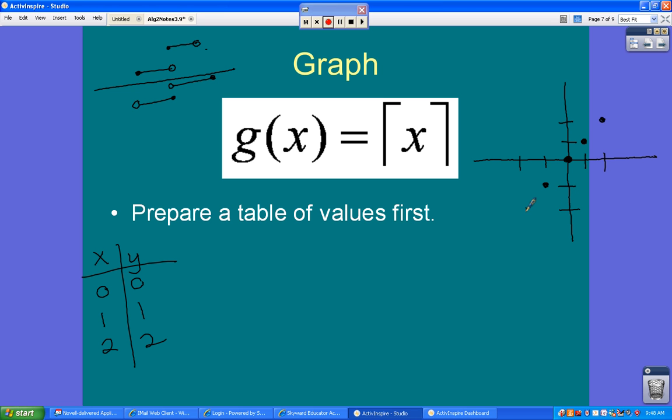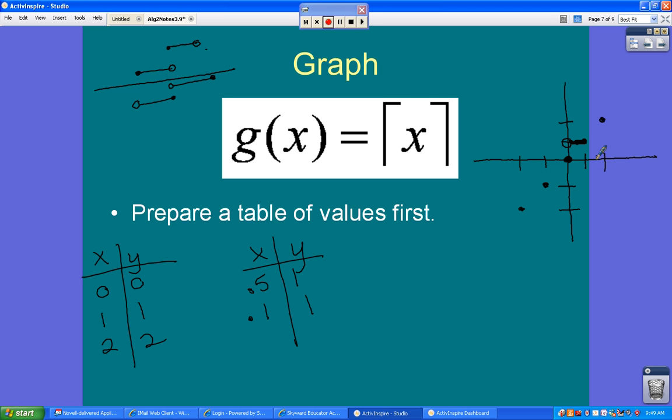Now, what happens at the decimals? Are you ready for this? If I have 0.5, 0.5 round up is 1. So 0.5 up to 1. This is still on my line here. 0.1 rounds up to 1. So you can see that the bar is supposed to go this way. It has to stay a function still, so that's where my open circle is going to go.